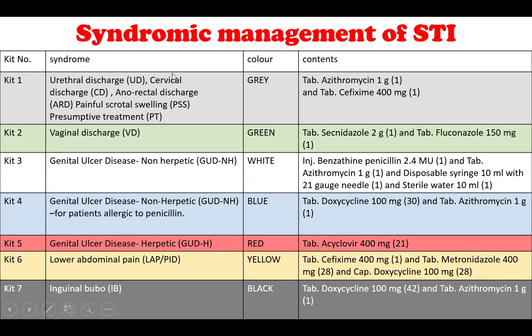Whenever a patient comes with cervical discharge, we give a gray kit containing azithromycin and cefixime. And whenever a patient comes with lower abdominal pain, which is a symptom of pelvic inflammatory disease, we give a yellow kit, which consists of cefixime, metronidazole, and doxycycline. Cefixime is a single start dose, whereas metronidazole and doxycycline are given for 14 days. Next is vaginal discharge. It is the green color kit, and we give tablet secnidazole and tablet fluconazole.